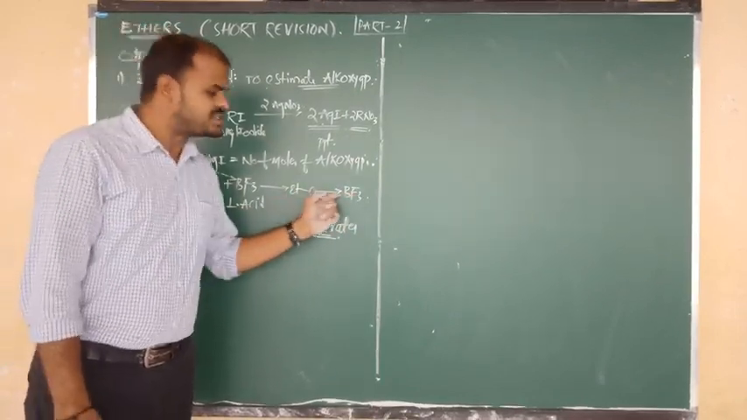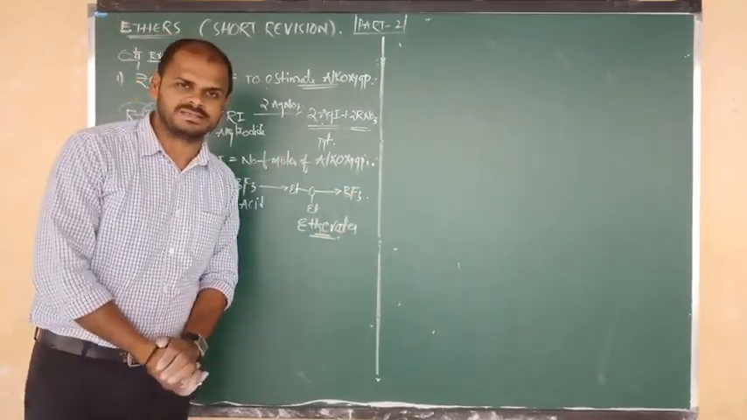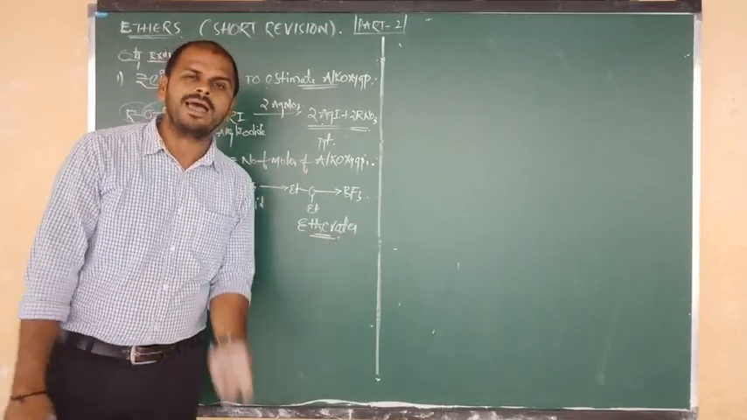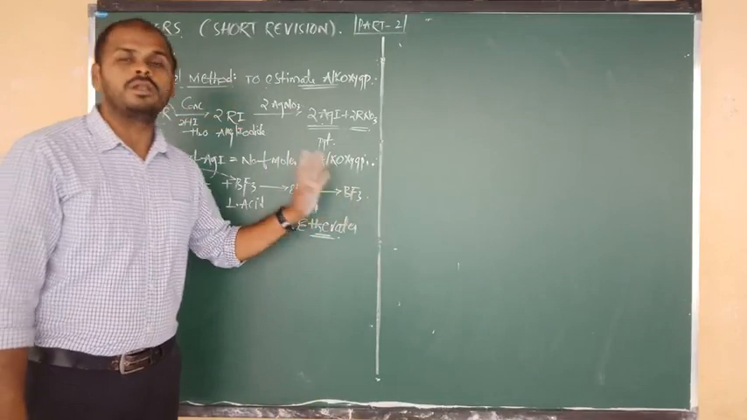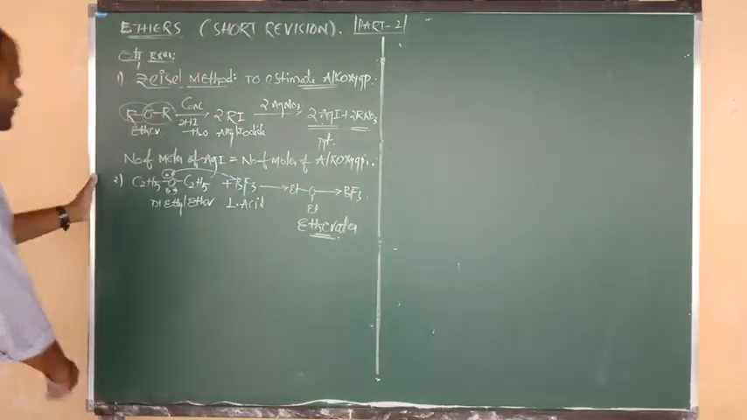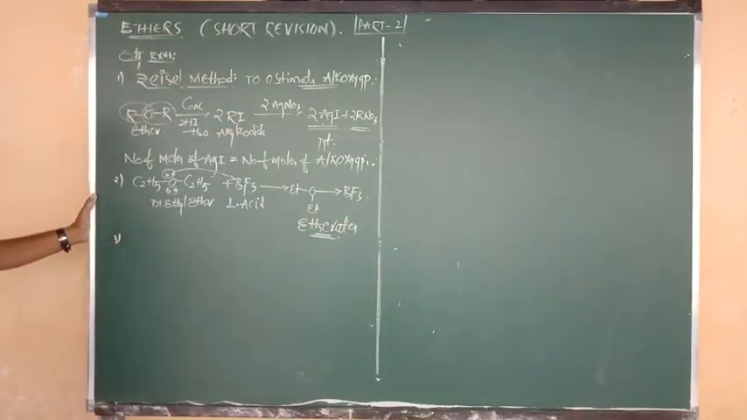Between the two, formation of a coordinate covalent bond takes place. Such complexes are known as what, beta? Etherates. So etherates are nothing but complexes of ethers with Lewis acids. Next, another point of the objective reaction.